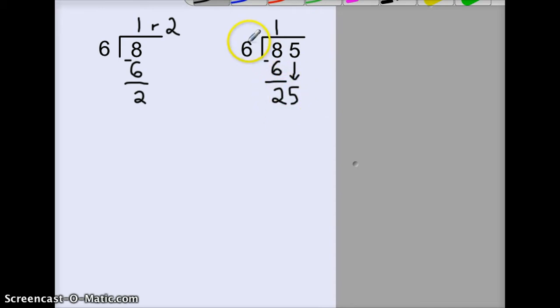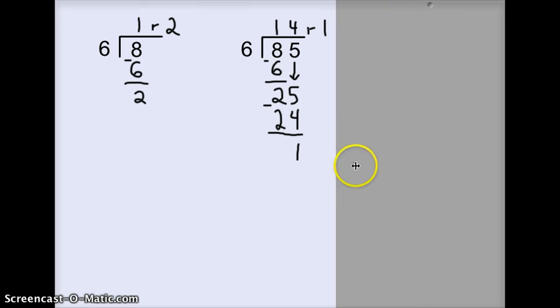So now I need to ask myself how many times 6 goes into 25. The answer is 4. Now I take that 4 and I multiply it by 6. And I get 24. And then I find the difference again. What's left over? And this time it's 1. So my answer would be 14, remainder 1.